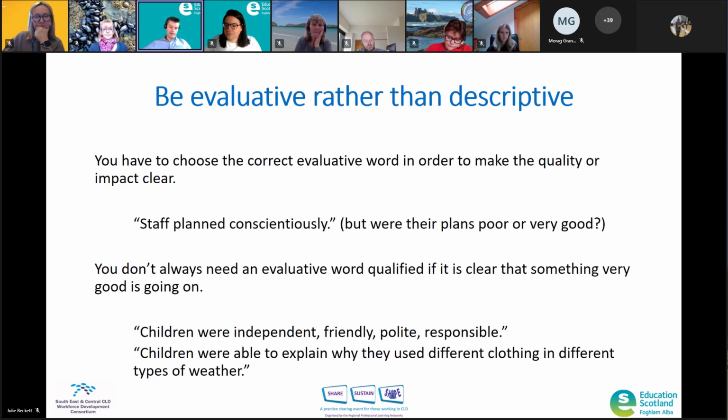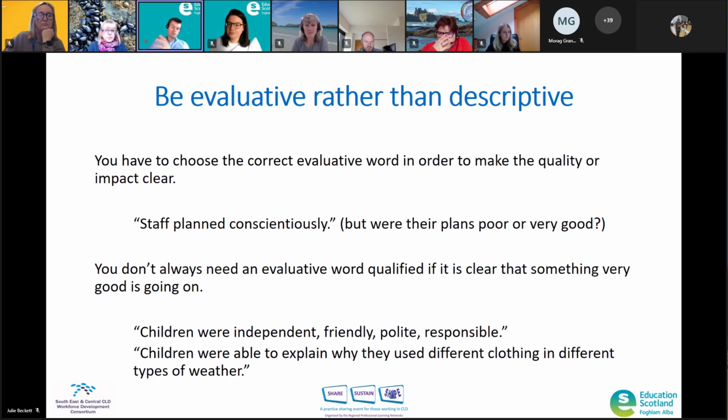If we were looking at a statement where children are independent, friendly, polite and responsible, the nature of those words themselves highlight impact because it shows the difference that's been made, it shows why it's important. And again, children were able to explain why they used different clothing in different types of weather. A simple statement again, but the fact that they could show reasoning behind what they're choosing to do shows the impact in that statement as well. So it doesn't always have to involve one of those particular words. It can be just that the intent of why it's good is clear to the reader.